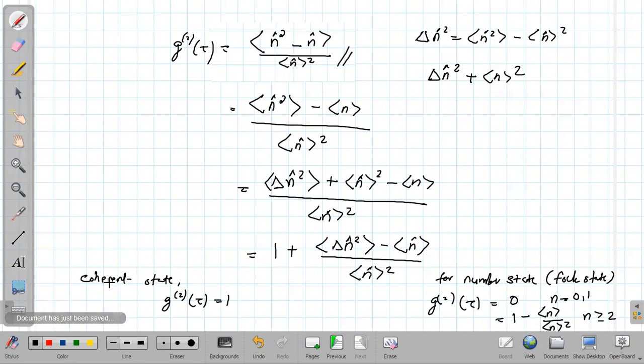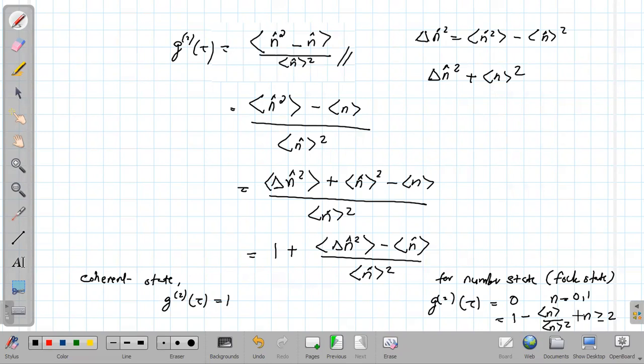Okay, so remember this coherent state. For coherent state, the normalized second order coherence function is always 1. But for number state, this G2 of tau is not always 1. It is 0 if the number of photons is 0 or 1, and it depends on the value of the average number of photons for values greater than 2.